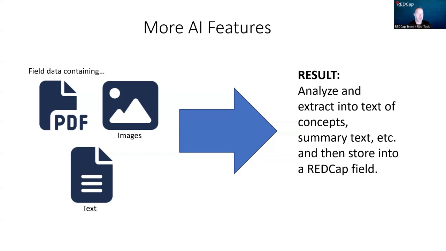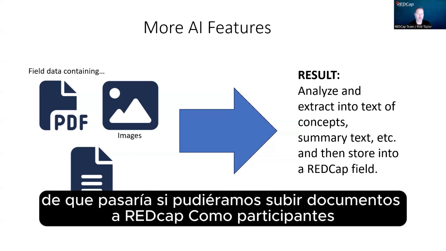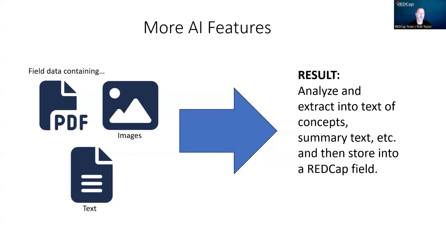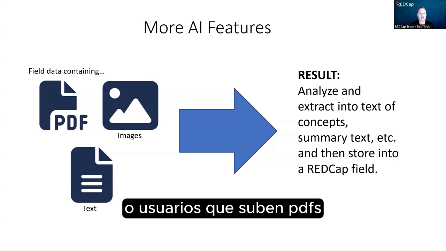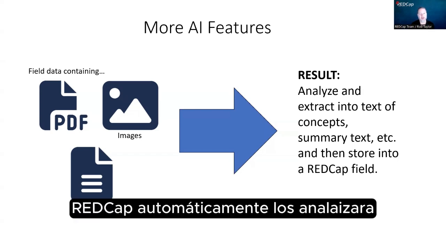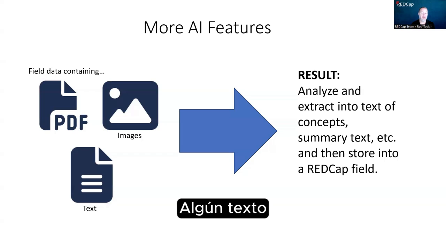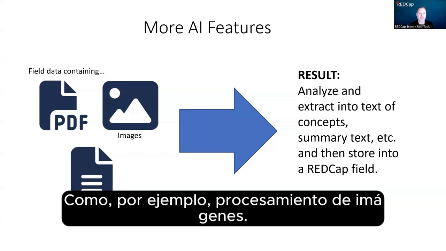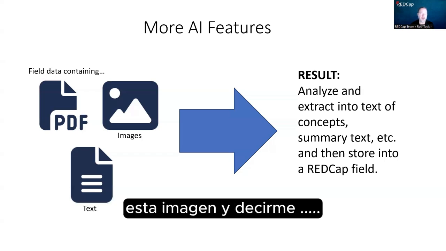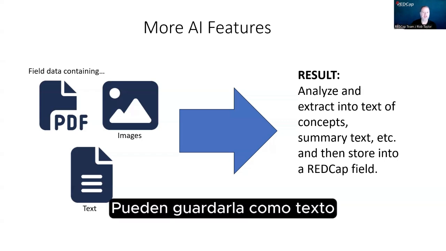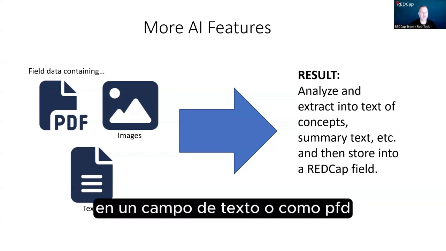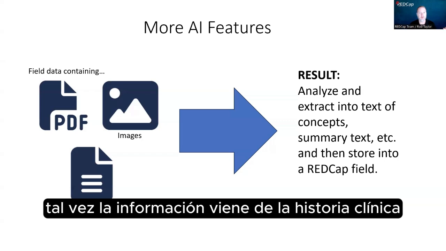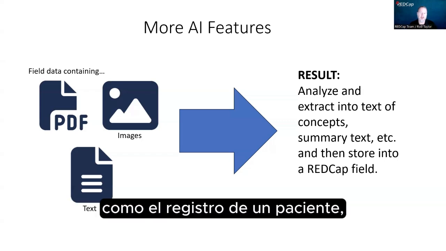And here we're also thinking about what if you could upload documents into REDCap, like participants or users uploading text or images, PDFs, any of those, and then REDCap could automatically analyze that, extract some text, and save it into a text field. Maybe it's image processing. You can tell it, analyze this image and tell me what's in the image, and it can save that into a text field. Or maybe it's a PDF, maybe it comes from a clinical record, like a patient's record.